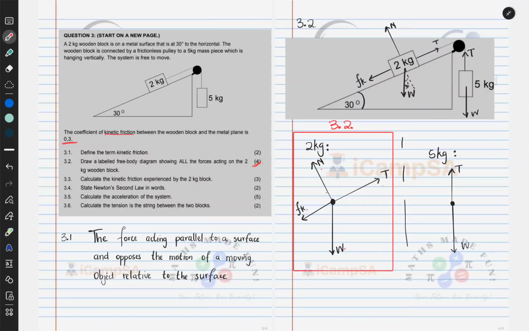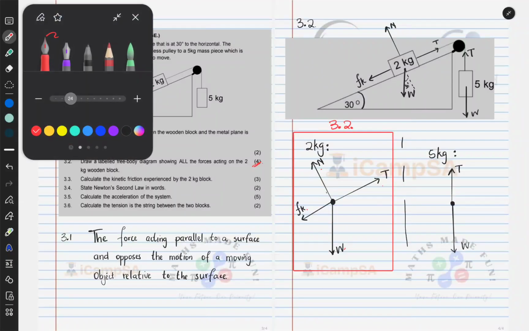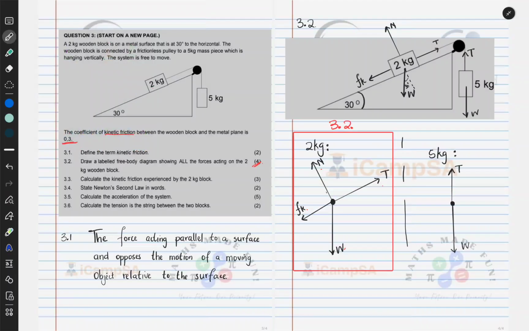Now we go to 3.3. It says calculate the kinetic friction experienced by the 2 kilogram block. Luckily, we have already been given the coefficient of kinetic friction. Therefore, we know that whenever we have to find kinetic friction or static friction, we must always know the normal force, one way or the other. So in this case, we must first find our normal force.